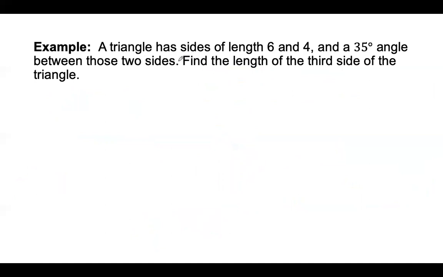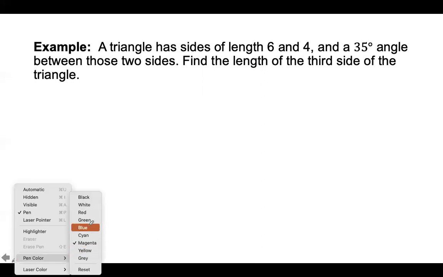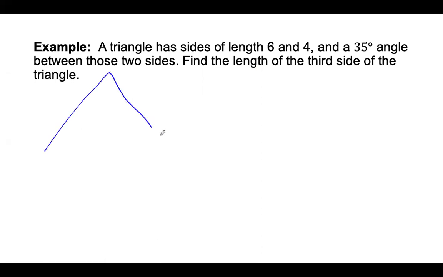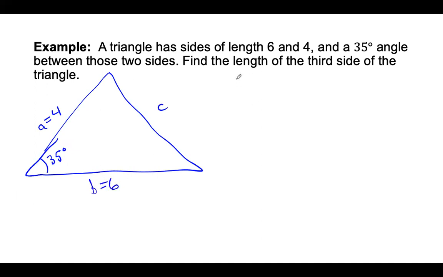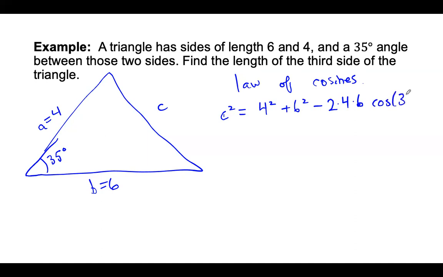Two more questions. A triangle has sides of length 6 and 4 and an angle of 35 degrees between those sides. Find the length of the third side of the triangle. So we draw our triangle. A is equal to 4, across from this angle of 35 degrees. We're trying to find this side C, and we have the side B equals 6. So we just apply the law of cosines. C squared is going to be 4 squared plus 6 squared minus 2 times 4 times 6 times the cos of that angle of 35 degrees.